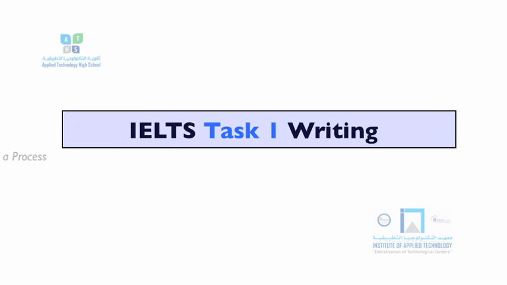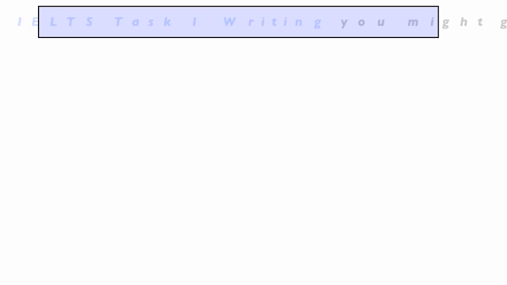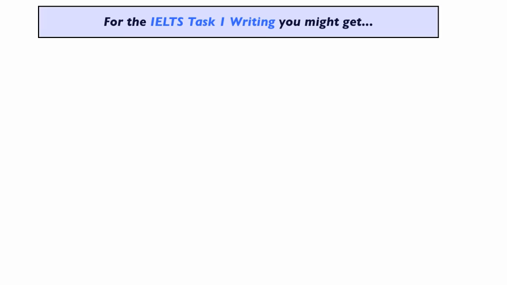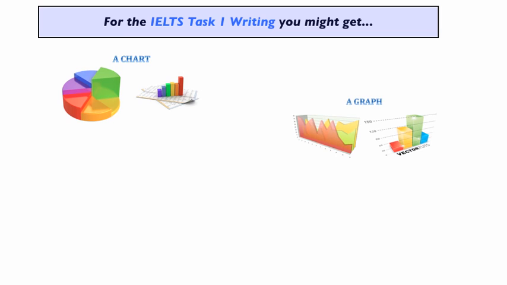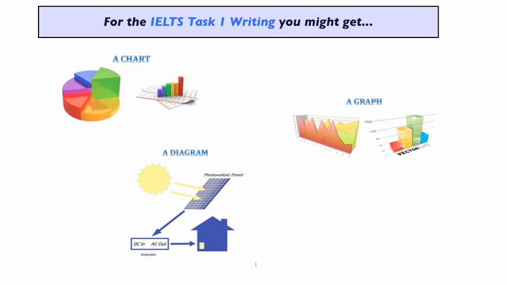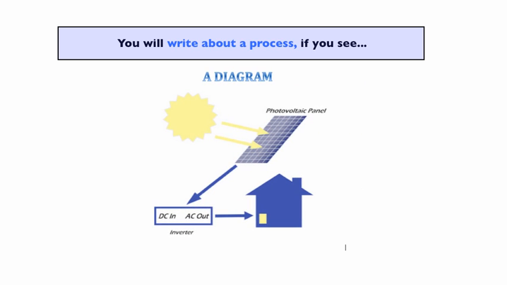IELTS Task 1 Writing. Writing about a process. For the IELTS Task 1 writing, you might get a chart, a graph, or a diagram. You will write about a process if you see a diagram.